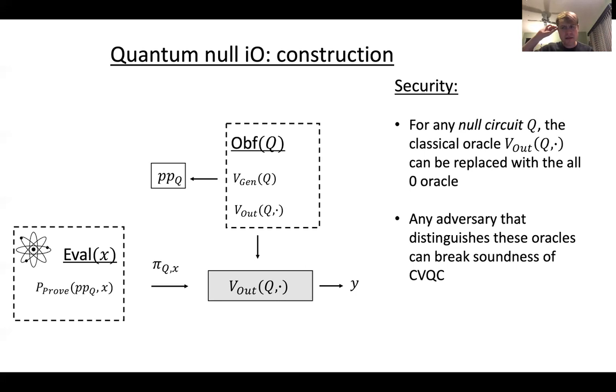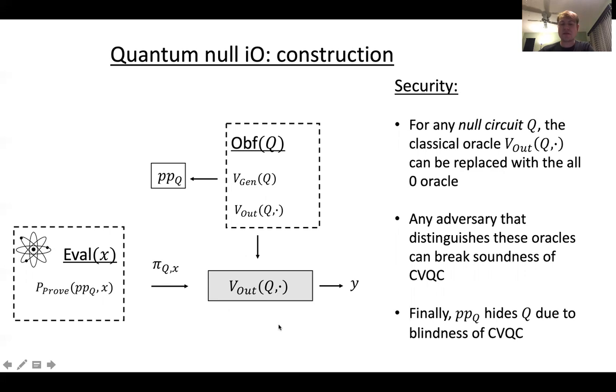Okay, and so why is that? Well, any adversary that can distinguish these two oracles, we can use to actually break the soundness of the CVQC, right? Because any input that actually causes this oracle to output 1 is a proof that can be used to break the soundness of CVQC. So here we rely on soundness, and then finally, after we replace this with the all zeros oracle, we can note that these public parameters hide Q due to the blindness of the CVQC scheme. And so basically what we've shown is that the two components of this null IO are computationally independent of the underlying circuit Q. Okay, so this is roughly why our scheme is secure.